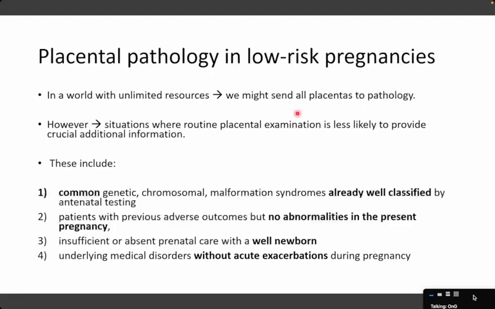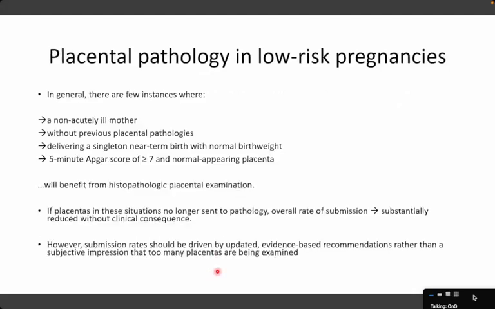So you can see that they're actually T lymphocytes that are causing the inflammation, not neutrophils, as in the acute type. So let's look at placental pathology in low-risk pregnancies, just to break up the histology a bit. In a world with unlimited resources, we might send all placentas to pathology. However, situations where routine placental examination is less likely to provide crucial information should be avoided. These include common genetic chromosomal malformation syndromes that are already well classified by antenatal testing, patients with previous adverse outcomes but no abnormalities in the present pregnancy, insufficient or absent prenatal care in a well newborn, and underlying medical disorders without acute exacerbations in the current pregnancy.